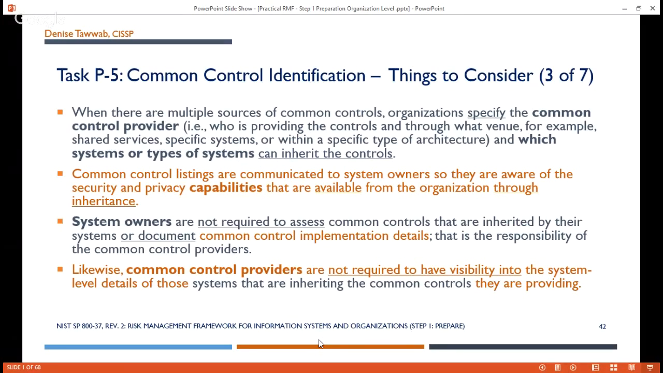So, as a common control user, I don't have to document all the implementation details. I'm going to get those from the common control provider, and the common control provider does not need to know all the details of my system. They're just going to give me what I need to inherit and implement the inherited controls. I hope that made sense.